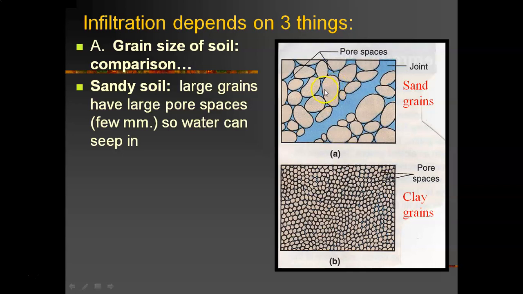So the point is that if you've got large individual grains, that means the way they fit together, the pore spaces are going to be large too. And so that's what you need is large pore spaces so the rain can seep on through. And so you're going to have high infiltration.